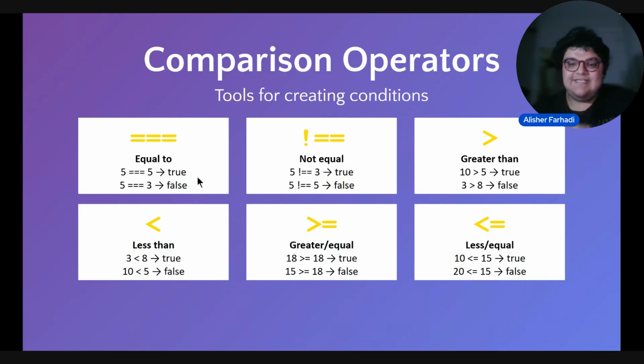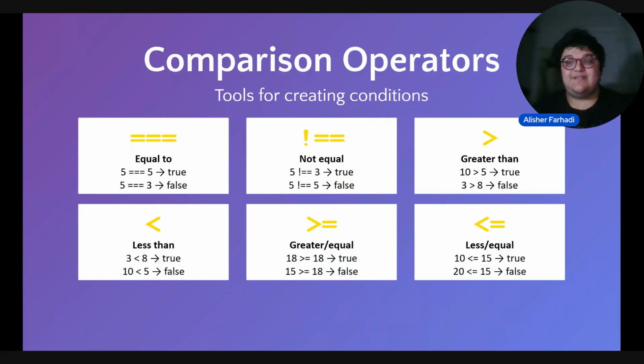Well, we have really 6 main operators, 6 main tools that we can use to create conditions. Equal to, which is an exact match. Remember, it's 3 equal signs, not 1 equal sign. 1 equal sign means you're assigning a value. 3 equal signs means you're comparing values. Then not equal, which is an exclamation and 2 equal signs. And then we have our regular operators like greater than, less than, greater or equal, and less than or equal. All of which we should be familiar with from your typical algebra class.